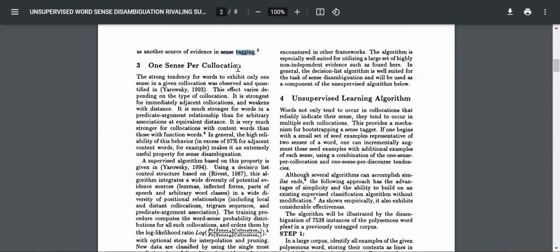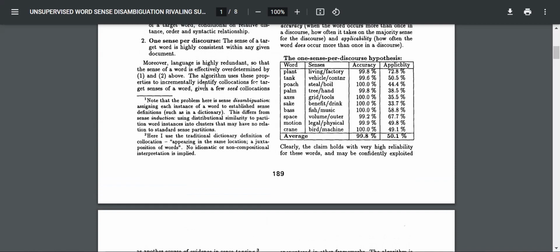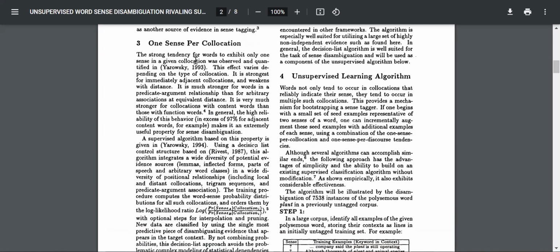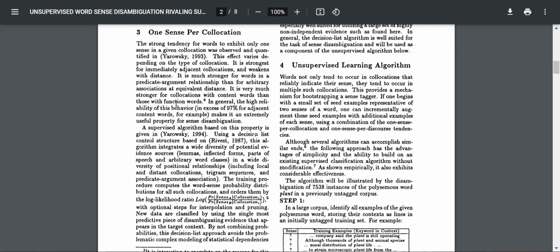Sense tagging, I guess, is just tagging which sense a particular occurrence is present in. Now we have one sense per collocation, which we discussed here. The strong tendency for words to exhibit only one sense in a given collocation was observed and quantified in Yarowsky 1993. This effect varies depending on the type of collocation. It is strongest for immediately adjacent collocations and weakens with distance. It is much stronger for words in a predicate argument relationship than for arbitrary associations at equivalent distance.